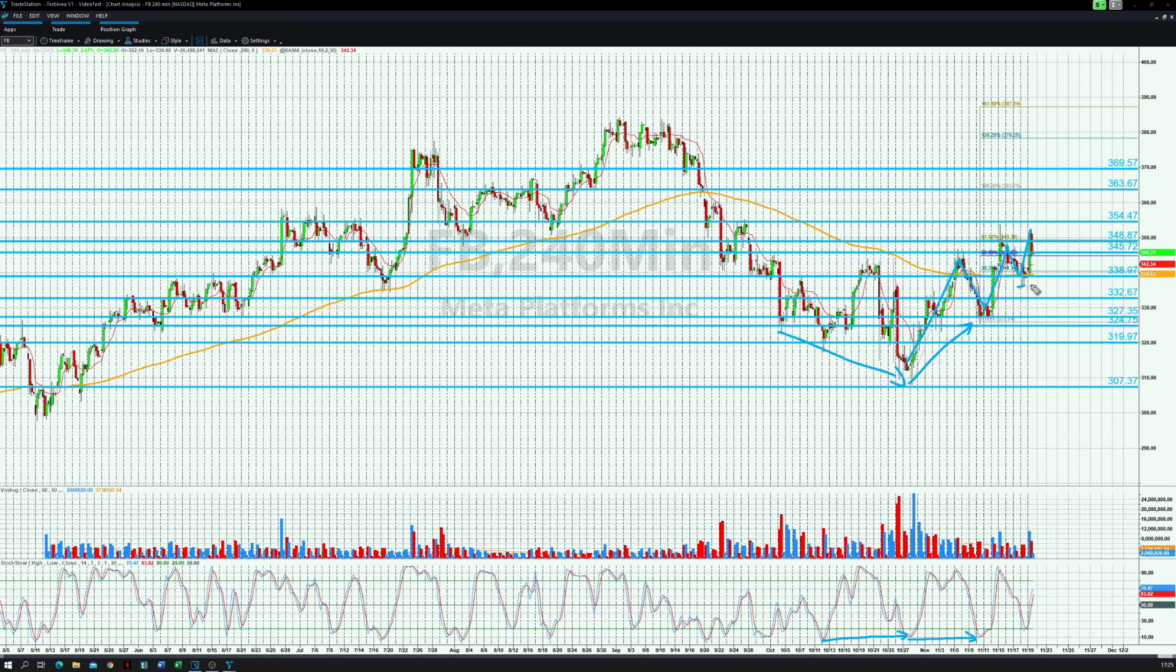If it falls below here, it will fall down, but I don't think so. I think it will maybe make a smaller movement to the downside, something like this, and then will break to the upside. So this is with Facebook.